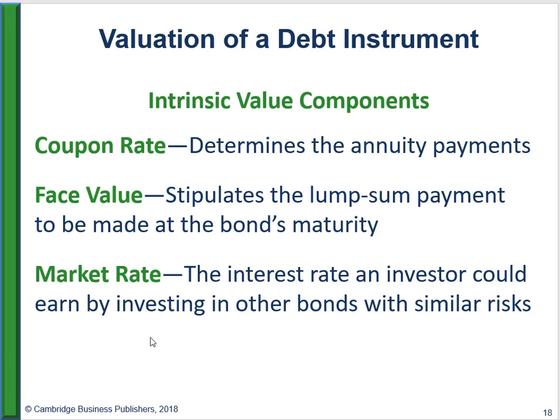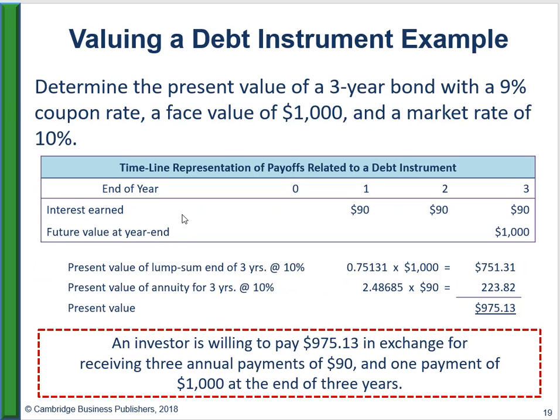The market rate is the interest rate an investor could earn by investing in other bonds with similar risks. Now, you'll recall that the market rate fluctuates. That's the rate that we want when we're determining our cost of capital to discount these cash flows. So, review again, let's value a debt instrument. Okay, so let's walk through how we would do this in practice. We're looking at a debt instrument here. This is a 3-year bond with a 9% coupon rate, a face value of $1,000, and a market rate of 10%.